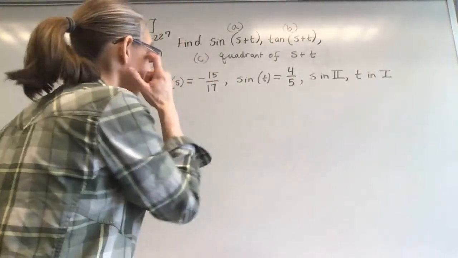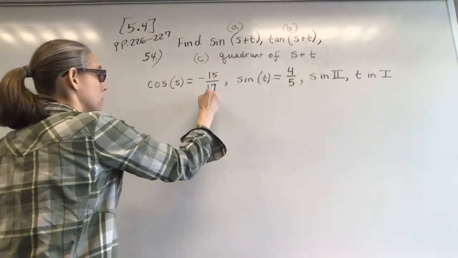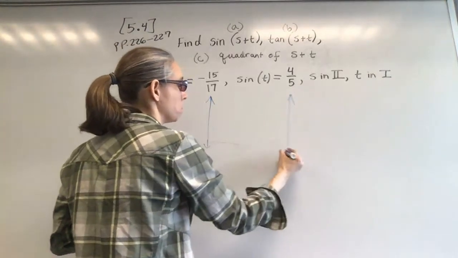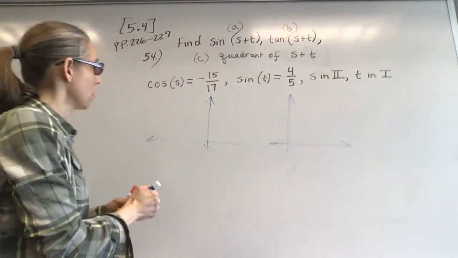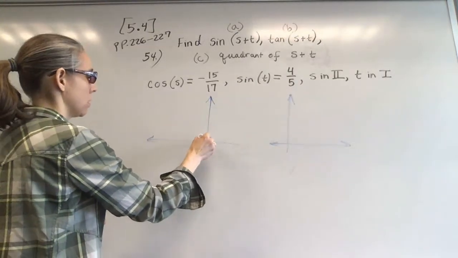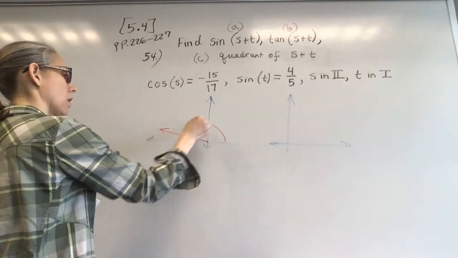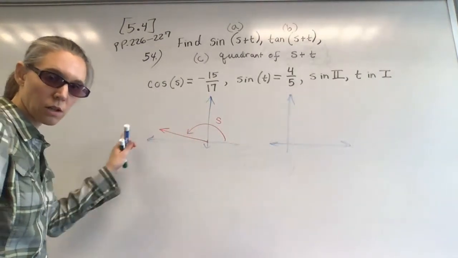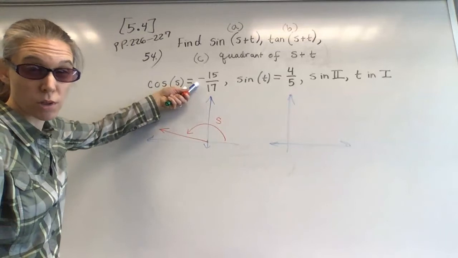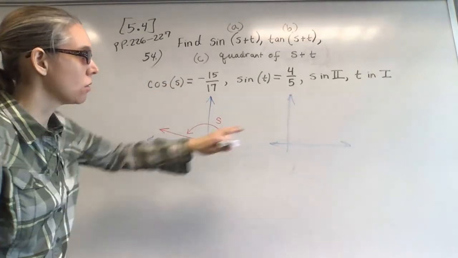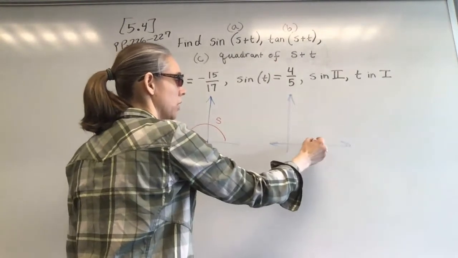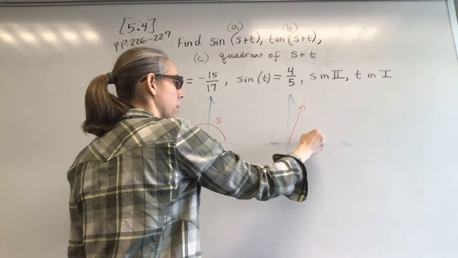quadrants here. We have quadrant 2, quadrant 1. My S value is in quadrant 2. There is S. S is pretty close over here to the negative x-axis based off the ratio here being really close to negative 1. And then over here, T is in quadrant 1, and the sine value is close to positive 1, so I'll have T be way up here.